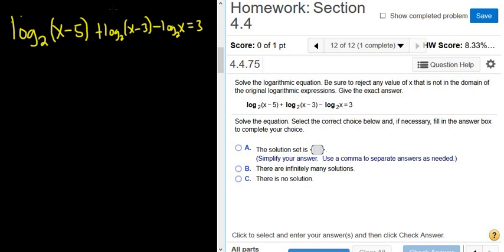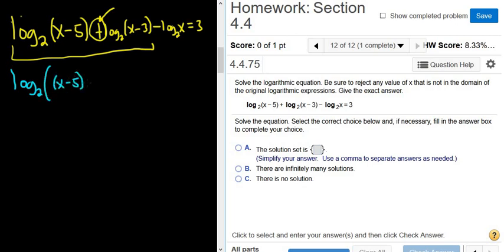First we'll use the product rule, because there's a plus sign here. That means these two are going to turn into one thing. So this is going to become log base 2 of x minus 5 times x minus 3. And then we have this last piece over here, minus log base 2 of x equals 3.